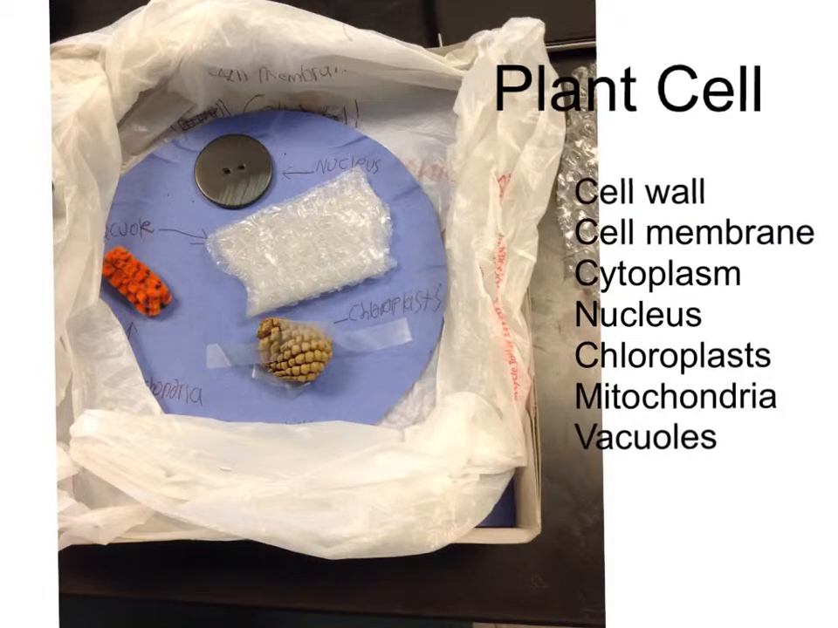Next is the cell membrane. The membrane holds all of the organelles inside. Its function is to keep the good stuff in and the bad stuff outside the cell. The membrane is thin and flexible and can change its shape.